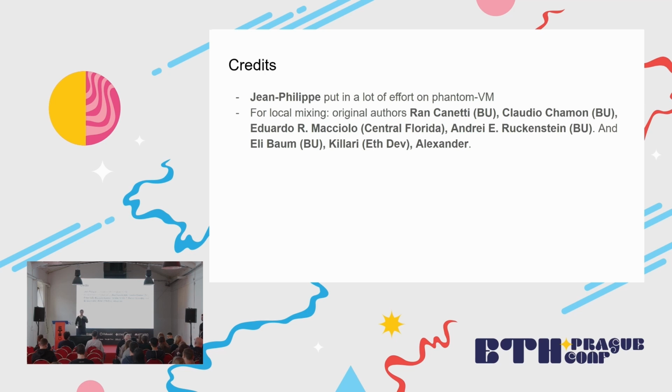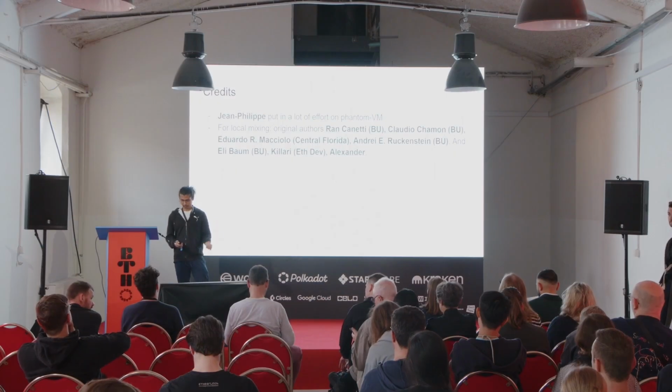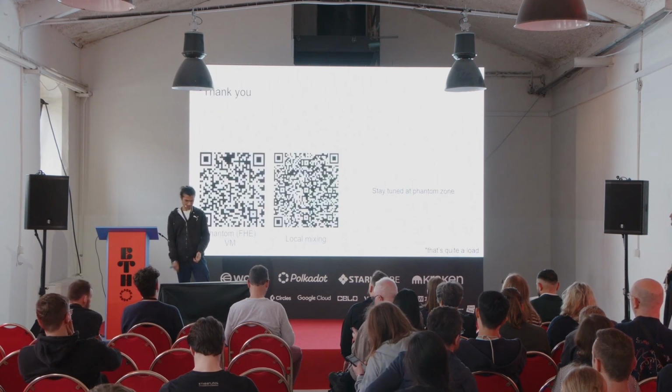I'm just the person who's speaking here. John Philip put in a lot of effort to build the Phantom VM, the RISC-V virtual machine. The local mixing approach, the experiments, and all the things that we did were in collaboration with the authors: Ran Kennedy, Claudio, Ododo Andre, Eli Baum, who's a PhD student, Kalari, who wrote the circuit optimizer, which was able to break an off-grid circuit, and Alexander, who works at Phantom Zone. And that's it. Right on time.